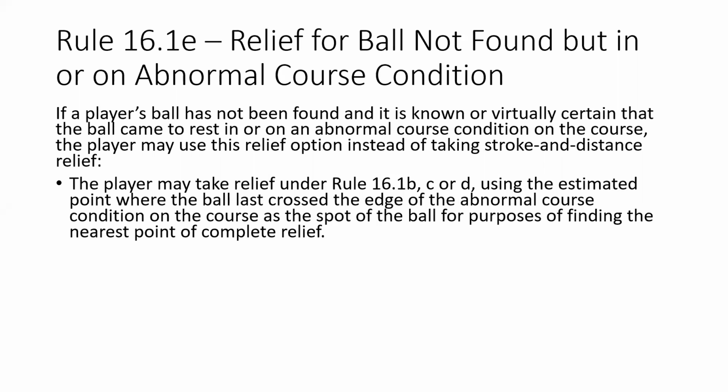$3. So in this case, the player can take relief under B, C, or D, using the estimated point where the ball last crossed the edge of the abnormal course condition on the course as a spot for the purpose of finding the nearest point of relief.